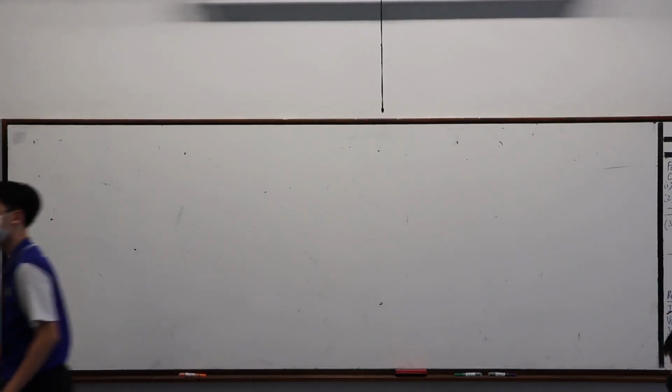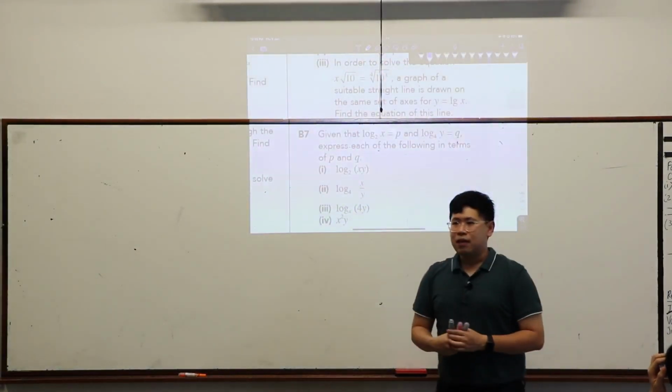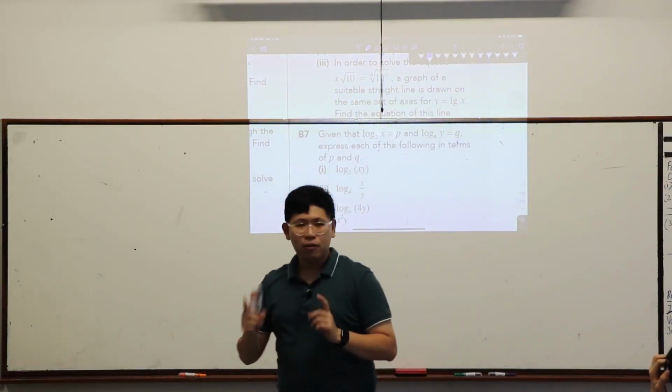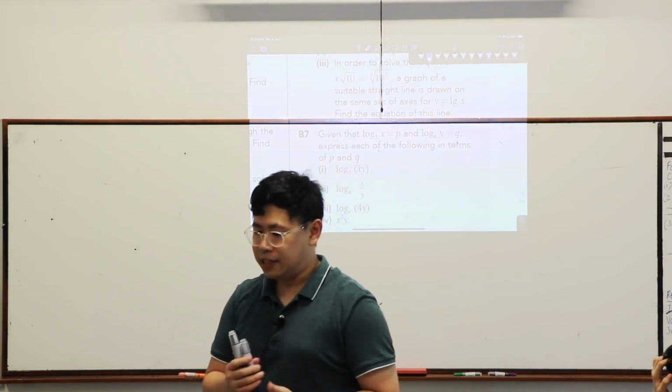Okay, so before we start our logarithm, I want to go through something. I want to go through B7 of the textbook by request. So let's look at B7. B7 is actually part one, a similar question is in the 5.3a exit pass.